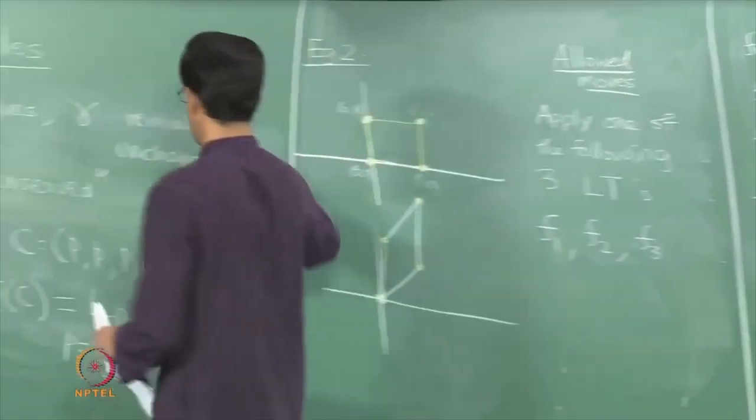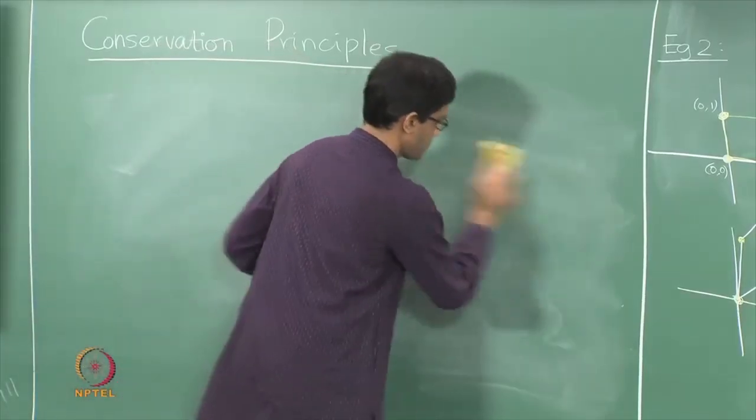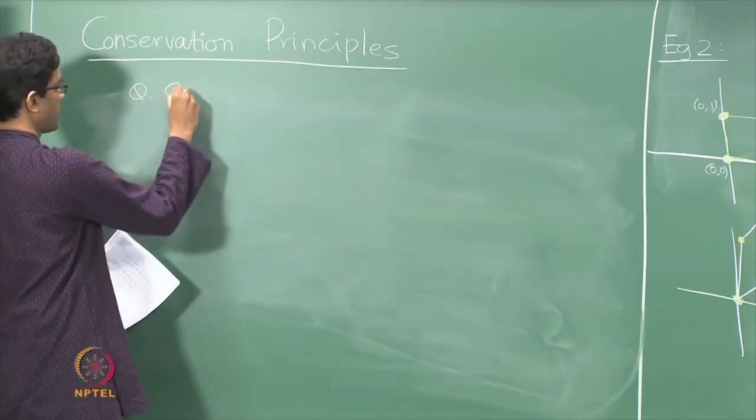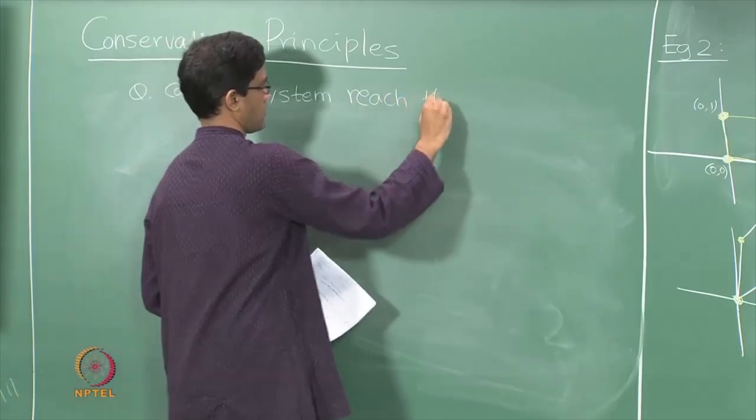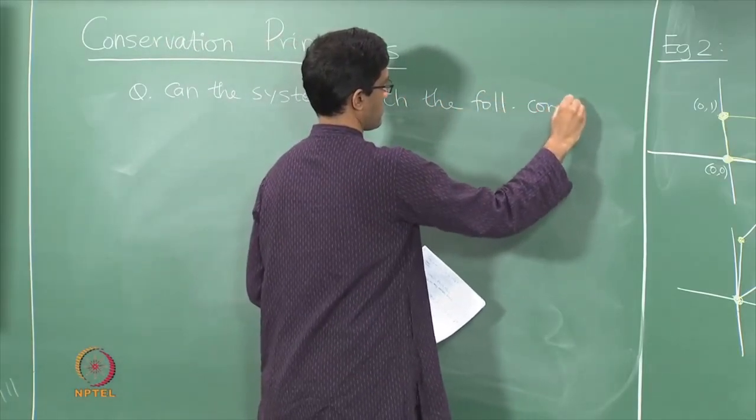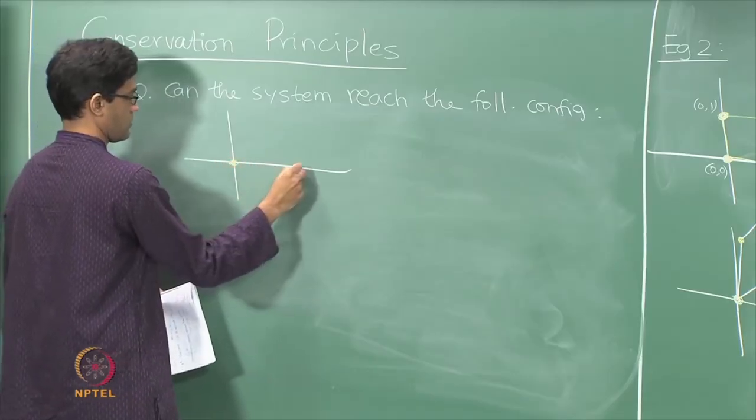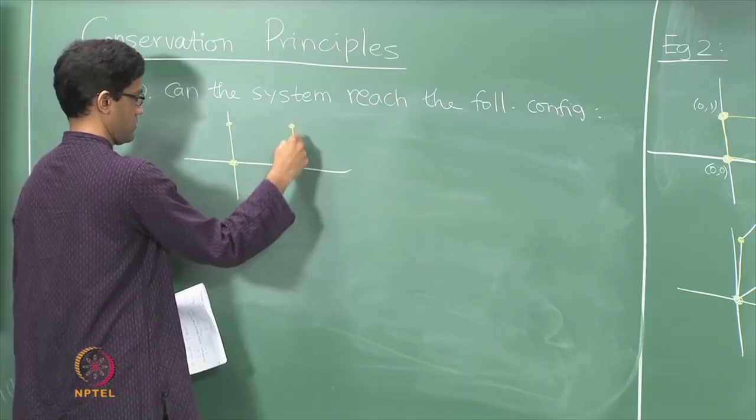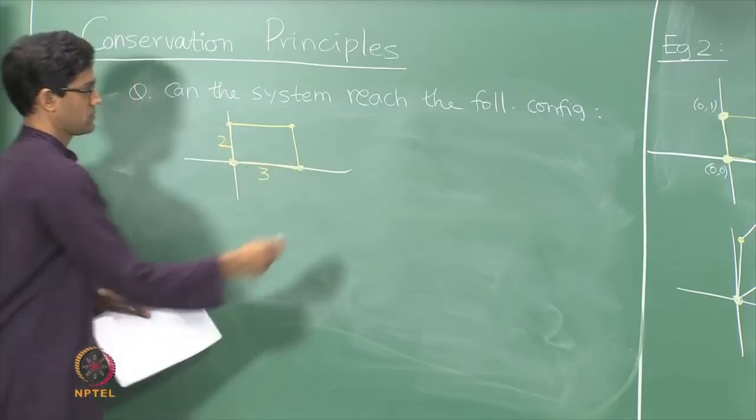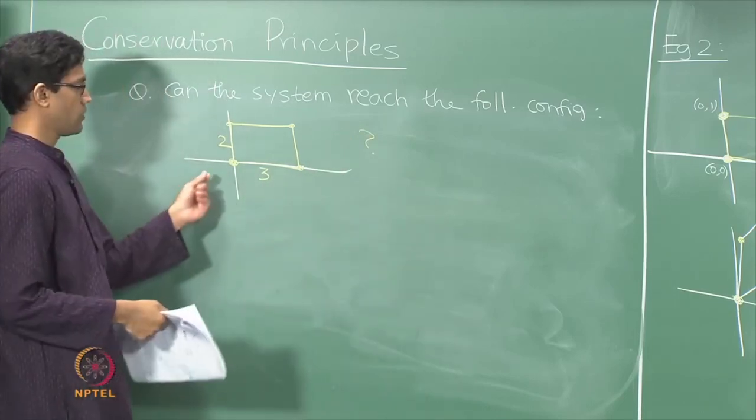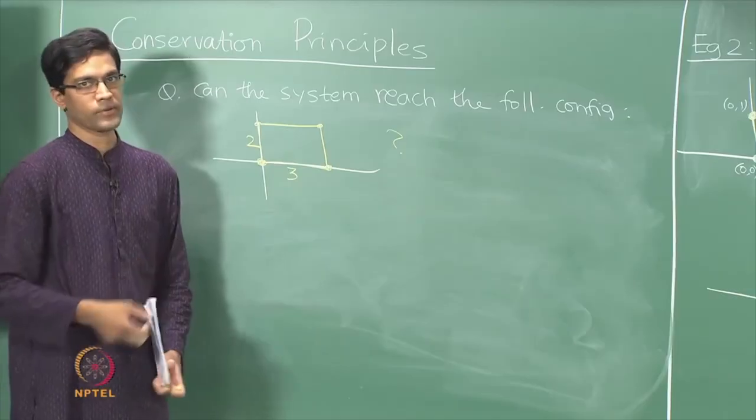Now here's the question. The system, of course, evolves with time, and we ask a similar thing. At some point of time, is it possible for the system to be in the following configuration? Question: can the system reach the following configuration? Well, what configuration do we want? We want the four points to be the corners of a rectangle of sides 3 and 2. So is it possible, as the system evolves, for it to somehow get these four points to lie on the corners of a rectangle of sides 3 and 2? That's now the question.